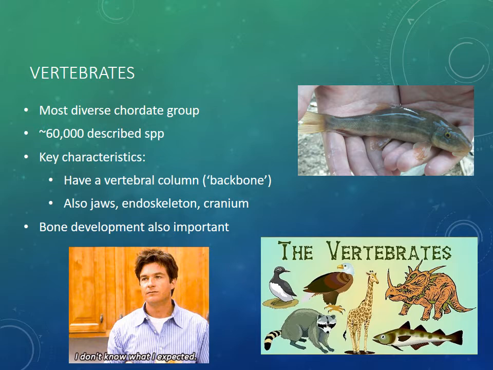One of their key characteristics is they have a vertebral column, a backbone, if you will. They also have jaws, an endoskeleton, and a cranium, so a brain case. The endoskeleton, of course, is bones on the inside, but it can be made of more than just bone. It can be cartilage, like in the sharks. But bone development is an important part of this process to provide some of those hardened parts. Cartilage kind of serves as a replacement for bone in some spots.